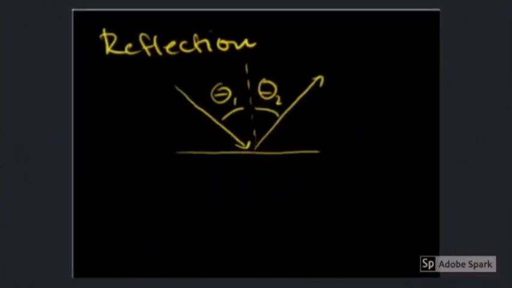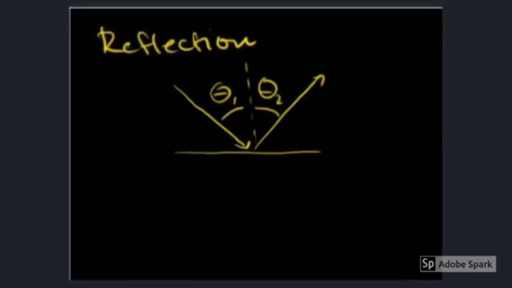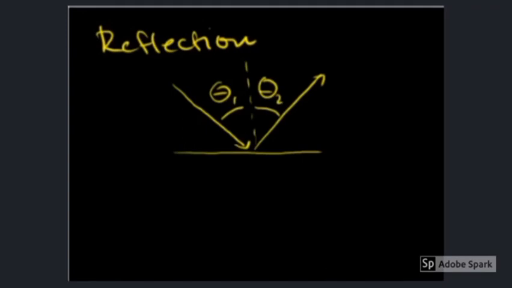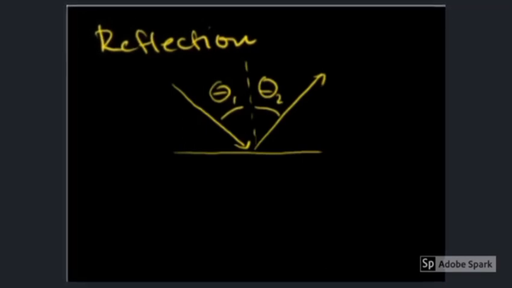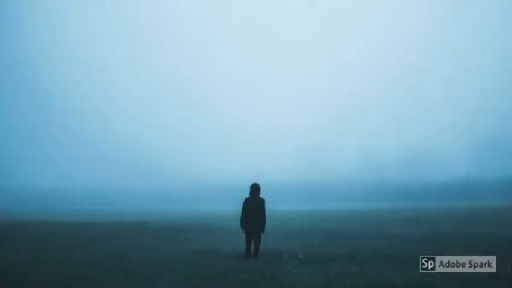In his example here, he is talking about how light reflects off of water, but we are going to look at how this applies to the atmosphere. Is the atmosphere dense enough to reflect light? Yes, this is an example of diffuse reflection. You can see the light, but it does not produce a mirror image of anything.